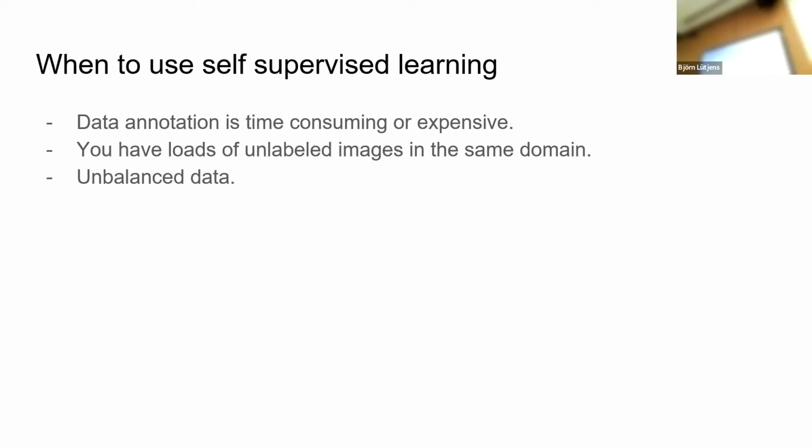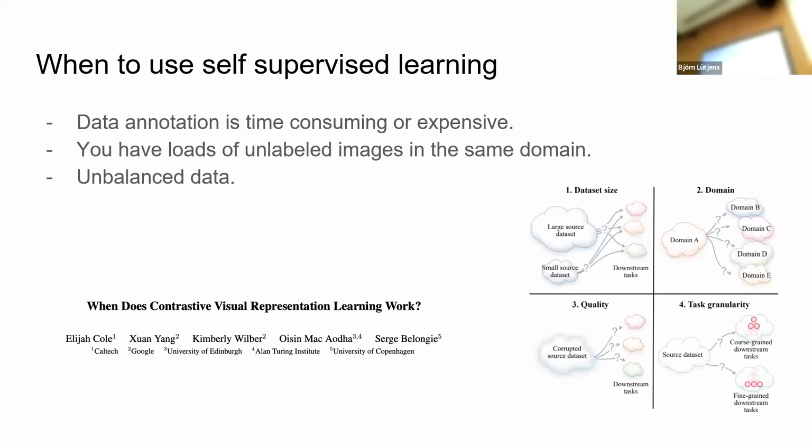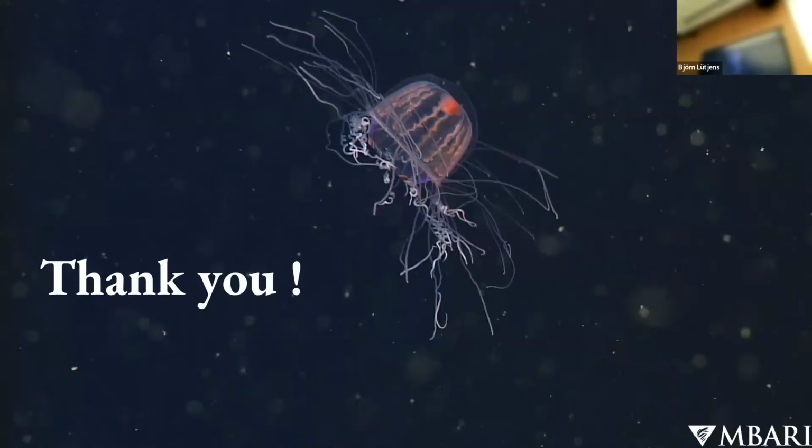And then Eli, who was an instructor in last year's summer school, has a cool paper on when contrastive visual representation learning works. He tested out some of these questions: what if you use data from out of domain, or what if your labeled data set size is so big that the additional gain you get from the unlabeled data is really not that much, or what is the limit of your labeled data at which point these methods won't help you? So yeah, that's it.